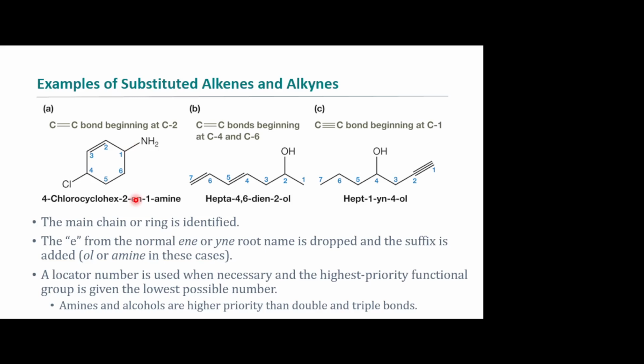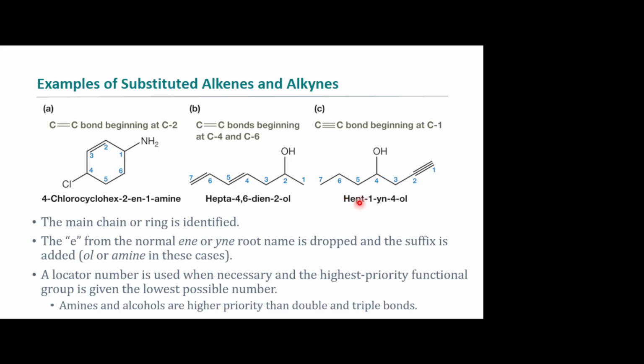Okay. So these right here are going to be your alcohol with a double bond and a straight chain. And in this case, we actually have 2 double bonds. So remember that would be di for 2 of them. And then you put the lowest possible number for each of those. And so we have hepta, 4, 6, diene, and then that's going to be 2 ol for the alcohol.